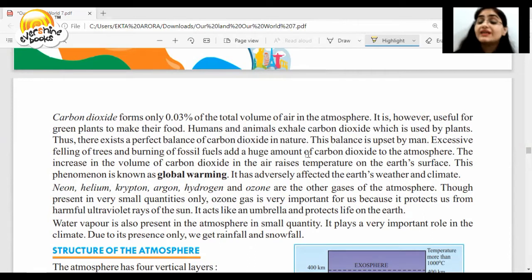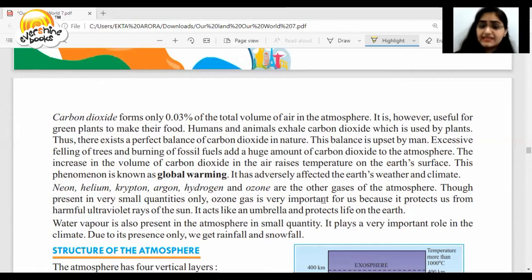But this has been upset by man. Why? Because we are burning the trees, we are burning fossil fuels, we are exploiting what has been given to us. And that is why we are suffering from the problem of global warming. The increase in the volume of carbon dioxide in the air raises temperature on the surface, and that is why we suffer from global warming. It has adversely affected the earth's weather and climate.